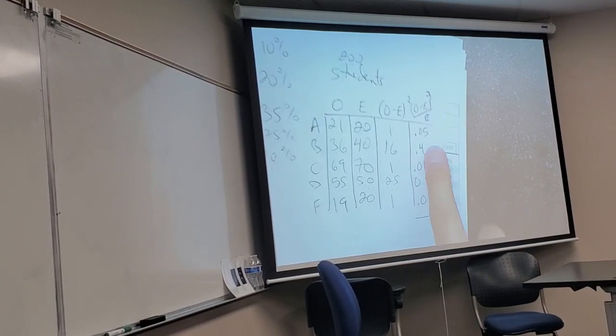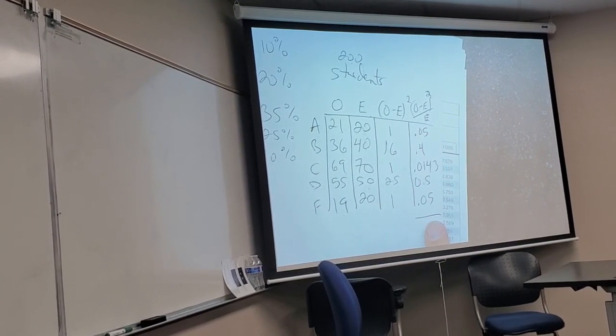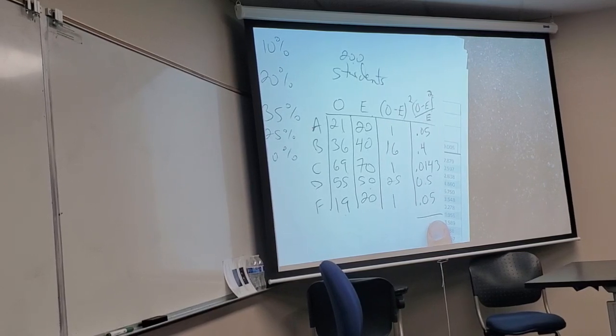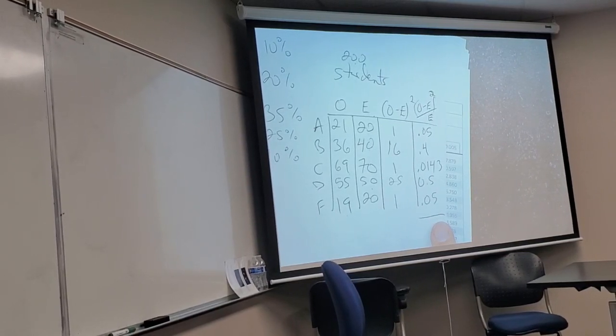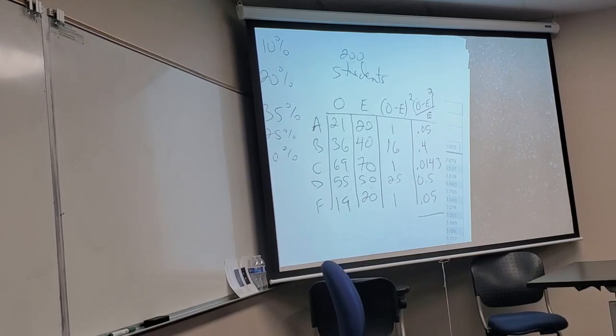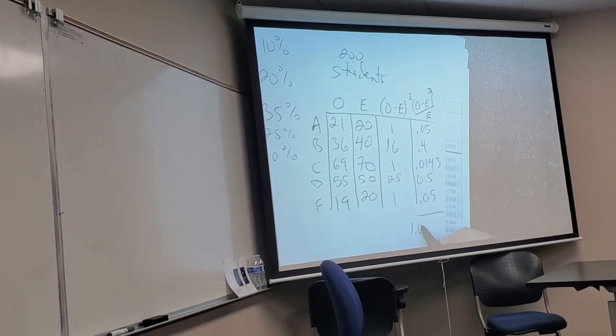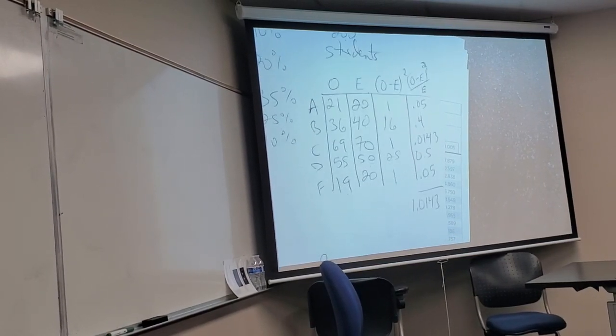So what do you guys get? Help me out. What do you get when you add all this stuff up? 1.0143? Maybe? I think that's what it is.